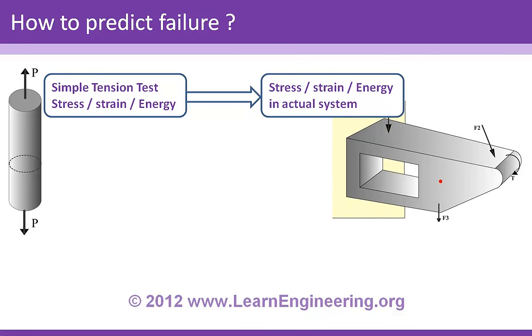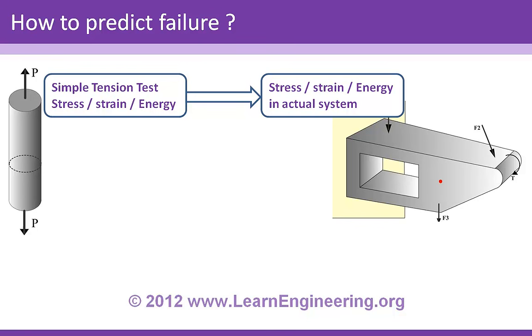From the simple tension test we know what's the maximum stress a material can withstand, or what's the maximum strain it can withstand, or what's the energy stored during the failure. Using this data you will predict under complex loading condition when the material will fail. What you will do, you will just compare these two values. You will say when the maximum stress of my complex case exceeds the maximum stress of the simple tension test, my material will fail. So similarly you will do for other variables also. So that's the concept of failure theory.